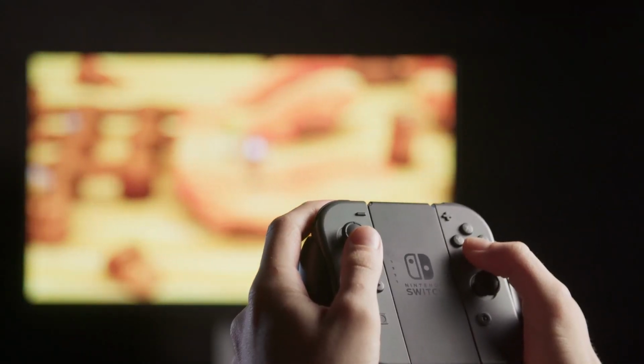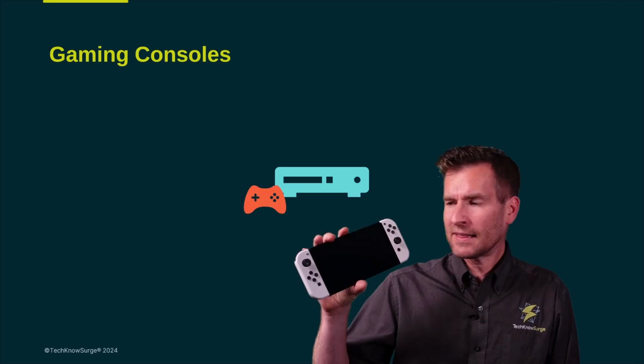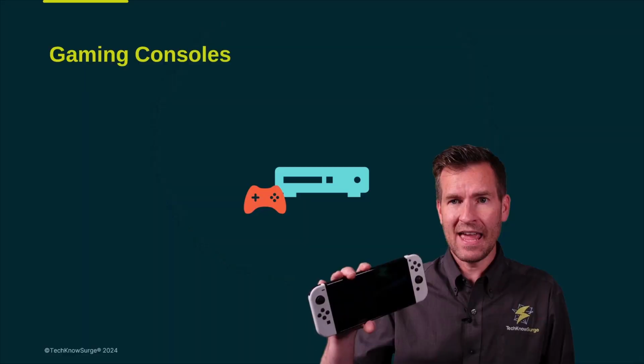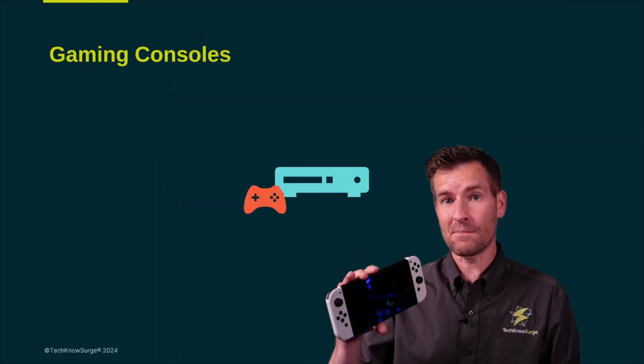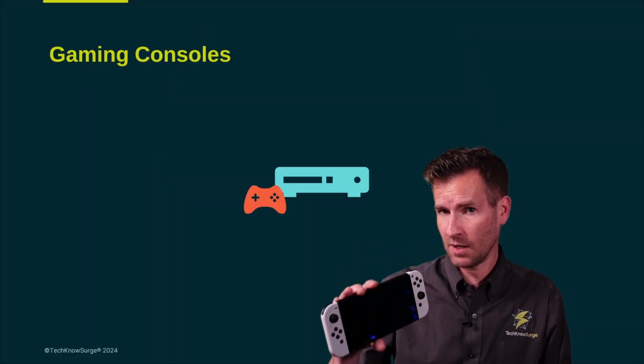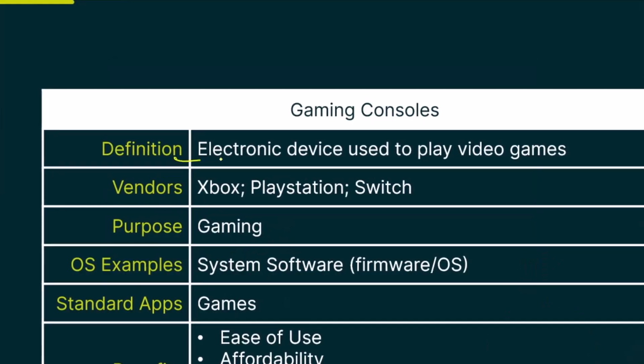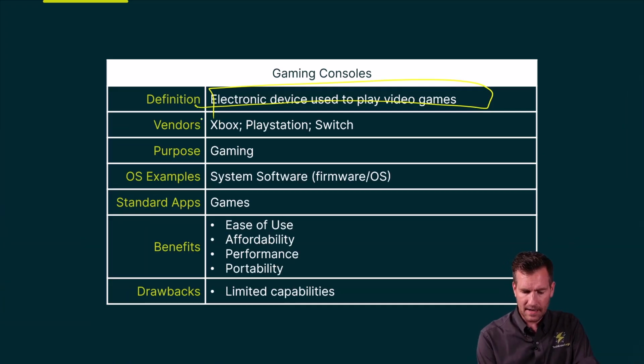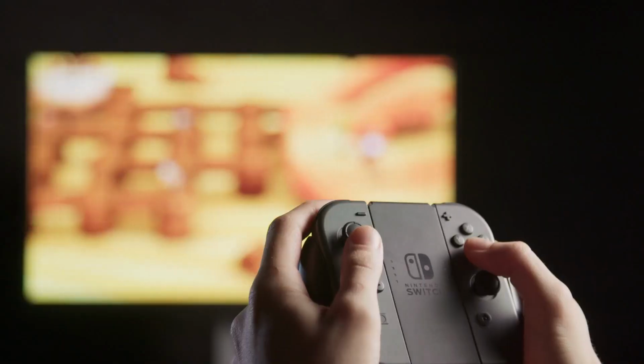Gaming consoles are obviously built for gaming, but they are mini computers. They're still processing, and they're still the same components that a computer would have, except it's just in these little different packages built for a little different purpose. Gaming consoles are electronic devices used to play video games. So some examples might be an Xbox or a PlayStation, a Switch.